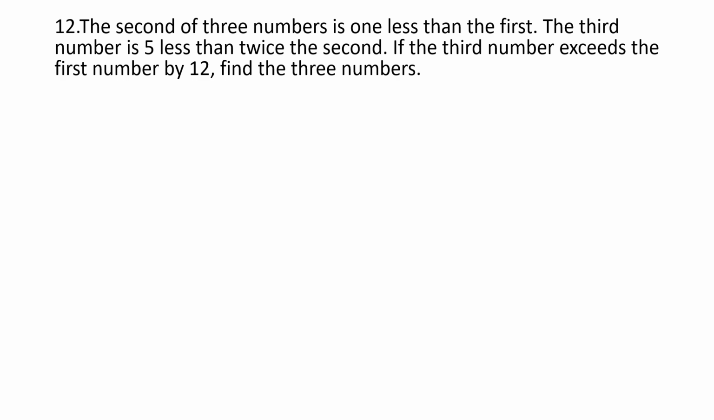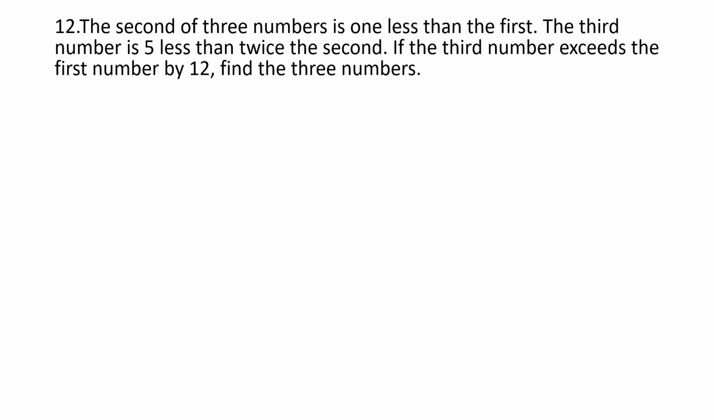All right, we did this one in class, I'm pretty sure, but just in case you weren't there, let's go over it. The second of 3 numbers, well, I can stop right there and know that I'm going to have x, y, and z. x will be the first, y will be the second, z will be the third. So the second of 3 numbers is 1 less than the first. The third number is 5 less than twice the second. The third number exceeds the first by 12.